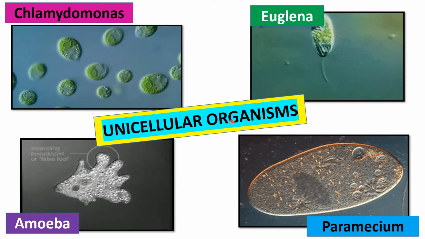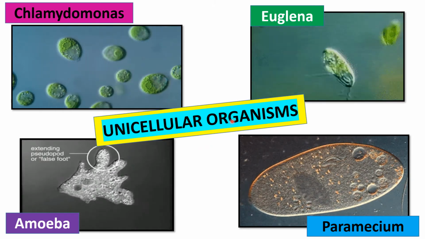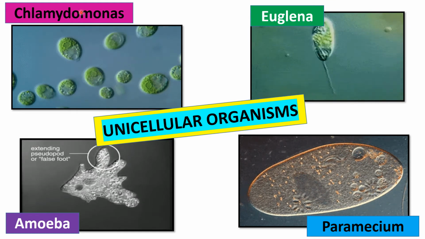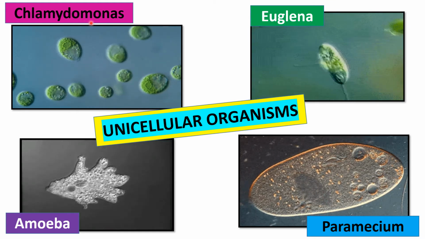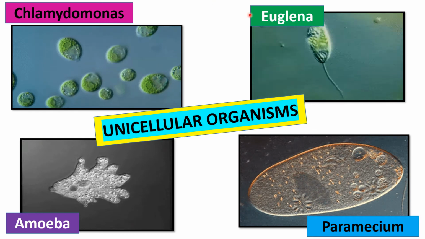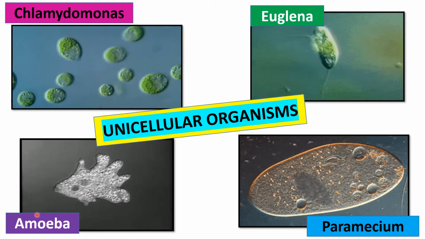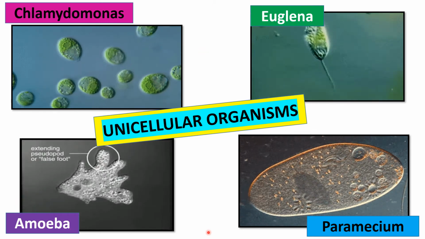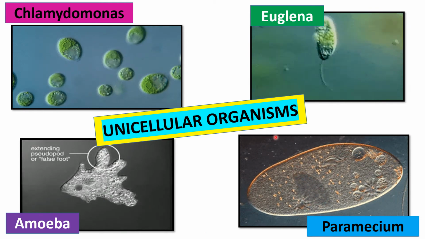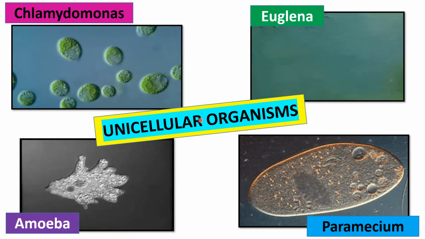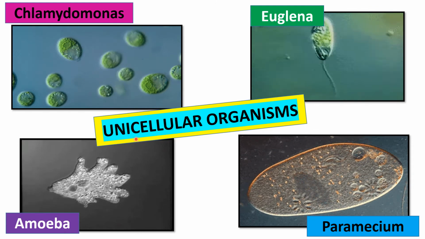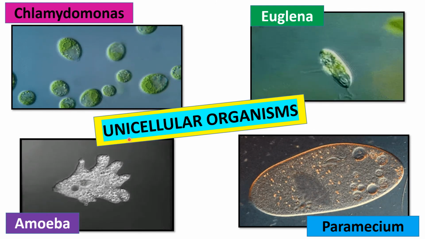Okay, so these are some examples of unicellular organisms. One more time, can everybody say Chlamydomonas, euglena, amoeba, and Paramecium? Okay, so these are examples of organisms having only one cell.